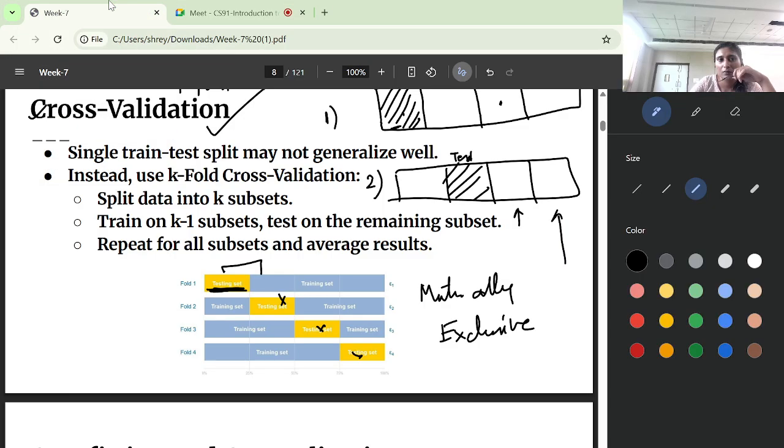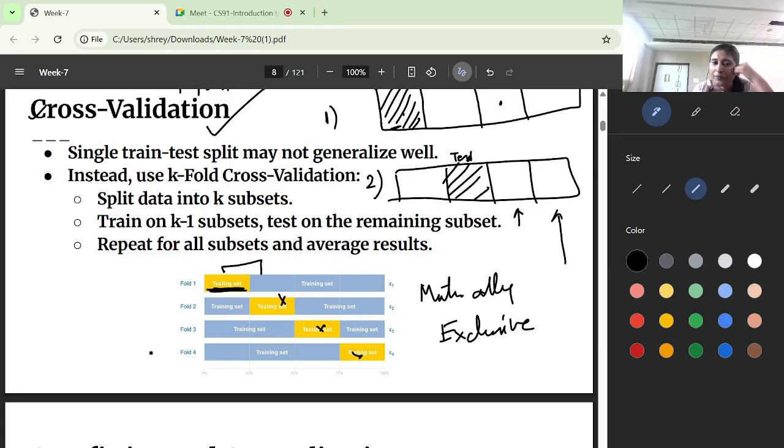Ma'am, I didn't get the last bit of it. I understand that you've divided into K folds, you're testing one and training with the others. But after all that, all you're doing is averaging the result, the average part.